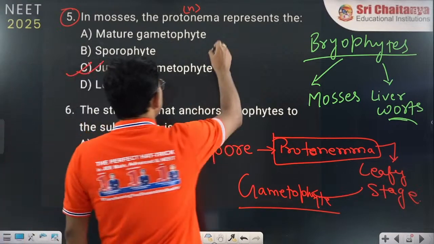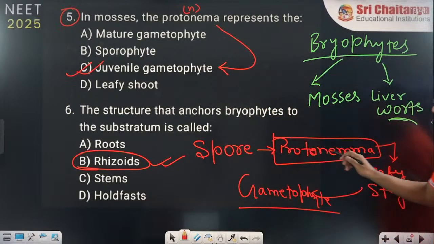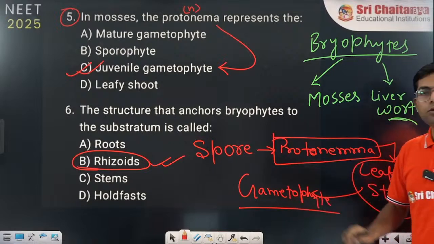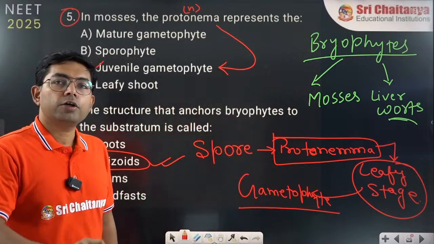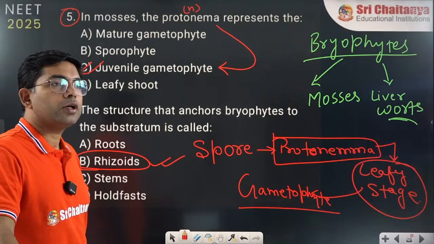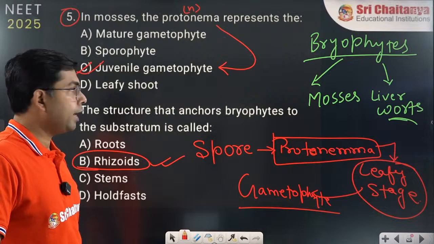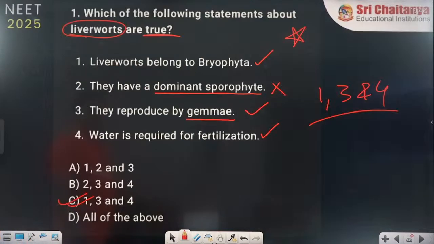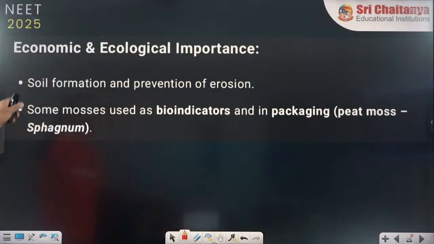Remember here, protonema represents juvenile gametophyte. This juvenile gametophyte develops into the leafy stage, which develops into gametophyte. So, understood this point? So in mosses protonema is present, and protonema is the juvenile gametophyte. Now let's move ahead. So this is all about the pteridophyte. Now this is all about bryophyte, and now we will see the economic importance.